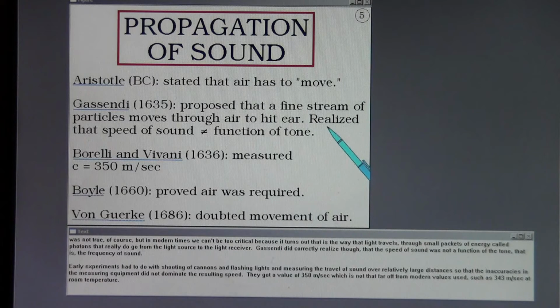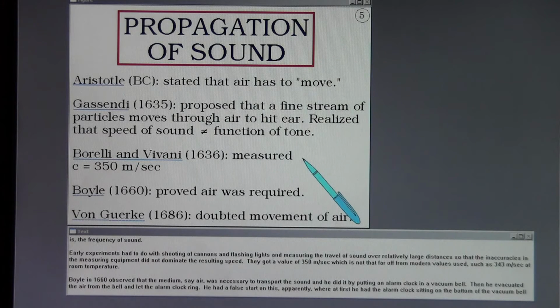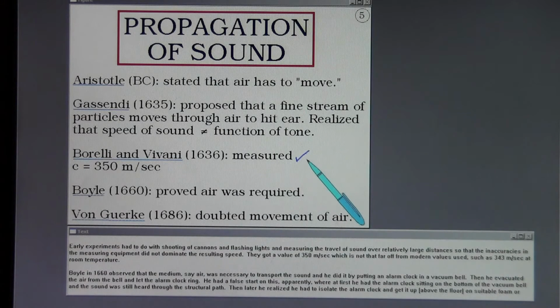Gassendi did correctly realize, though, that the speed of sound was not a function of the tone, that is, the frequency of sound. Early experiments had to do with shooting of cannons and flashing lights and measuring the travel of sound over relatively large distances so that the inaccuracies in their measuring equipment didn't dominate the resulting speed. They got a value of 350 meters per second, which is not that far off from modern values used, such as 343 meters per second at room temperature.